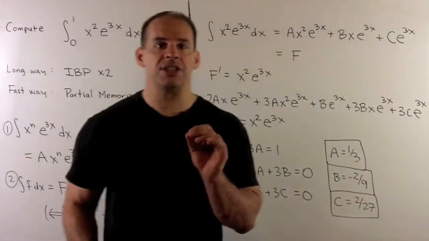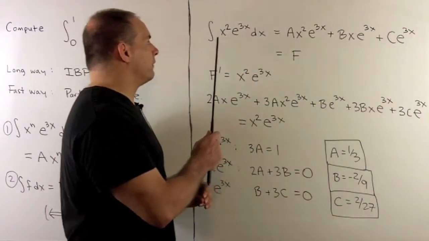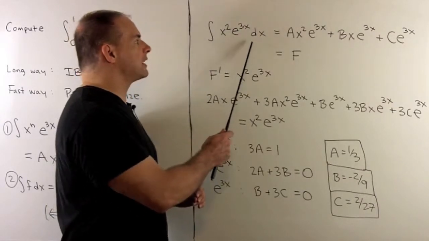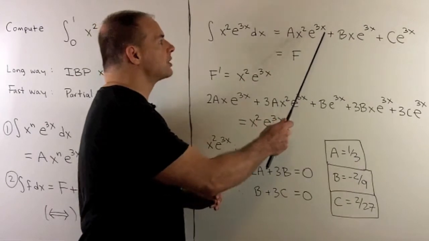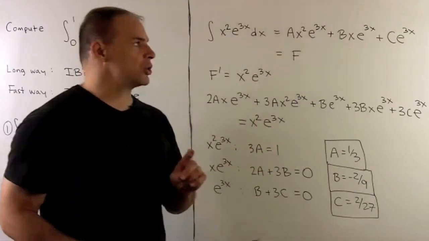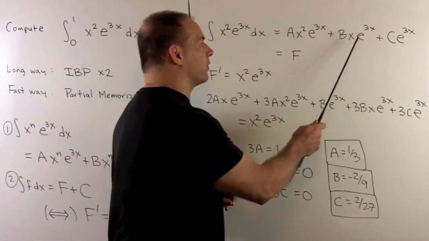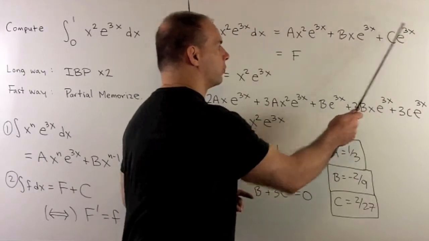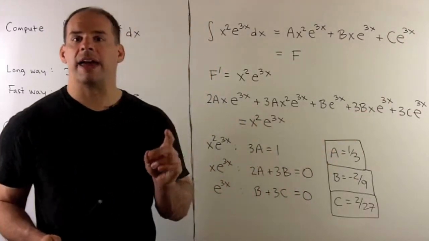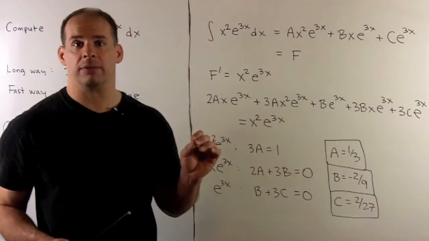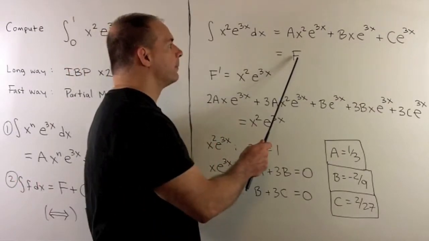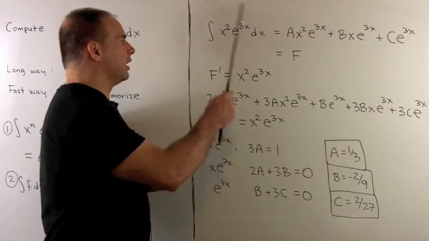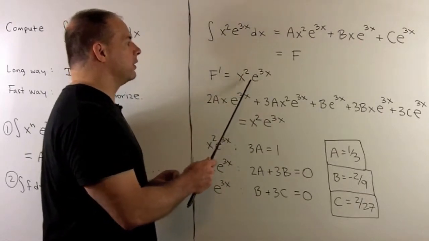Now, in our case, we have the antiderivative of x squared e to the 3x with respect to x. So I'll use x squared e to the 3x, and then all lower powers of x. So I'll have x e to the 3x and e to the 3x. We'll call that capital F, our antiderivative. So if we take the derivative of capital F, I expect to get back what's in the integrand. So that's x squared e to the 3x.